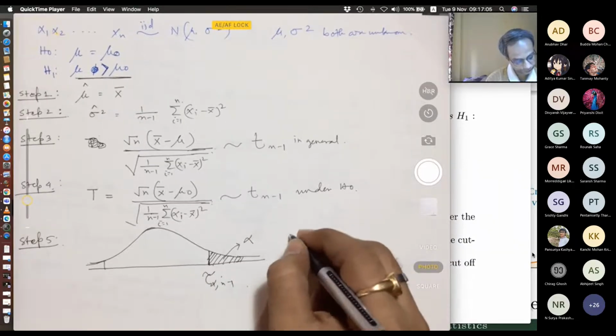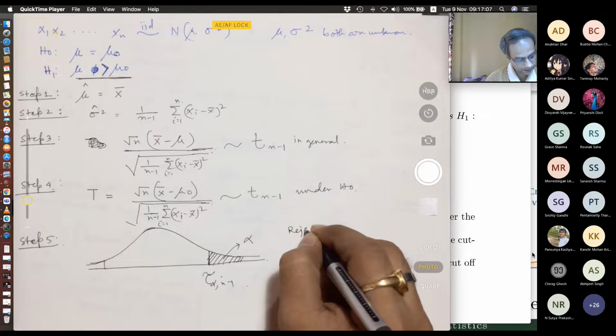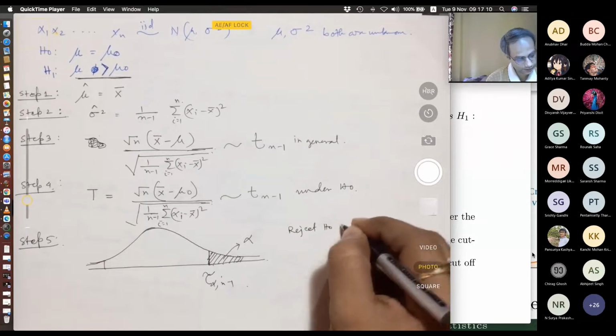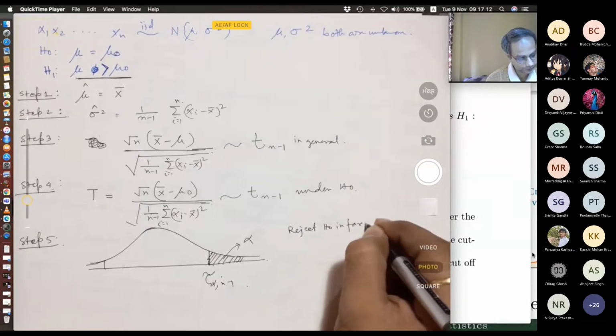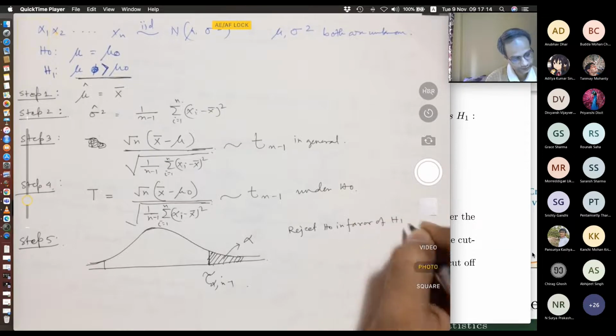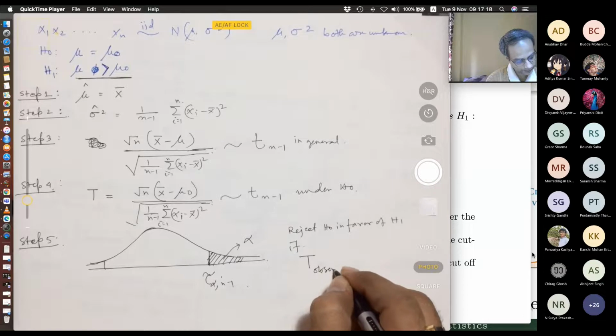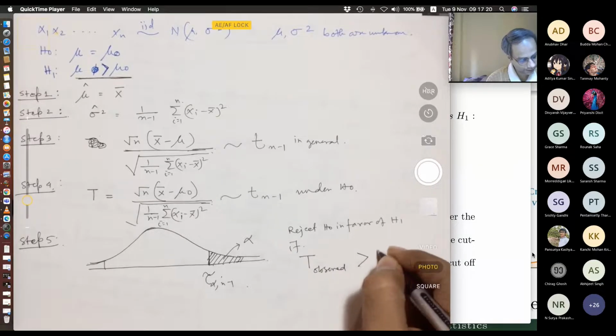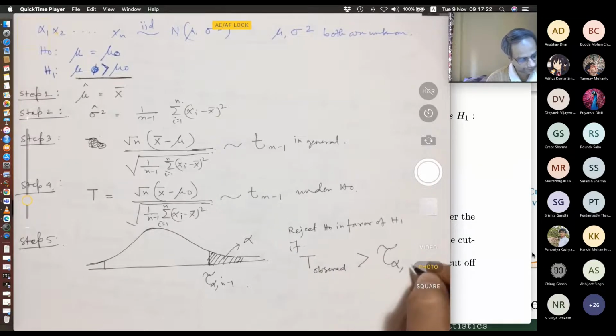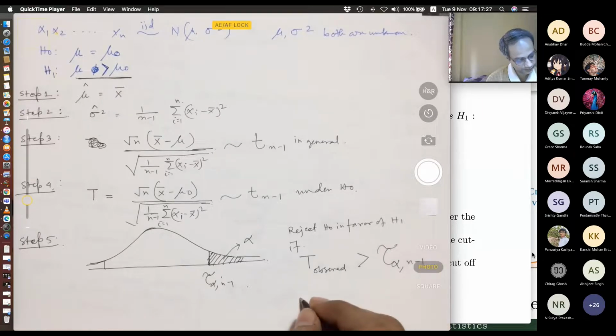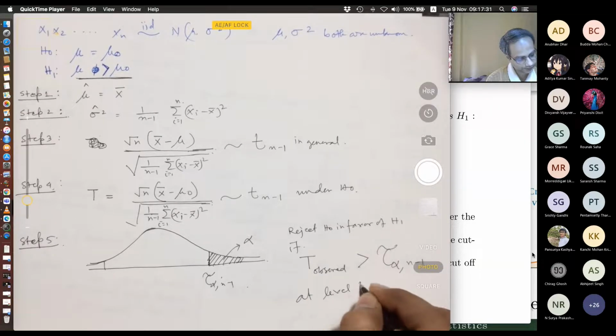So reject H naught in favor of H1 if T observed is greater than t alpha, n minus 1, at level alpha.